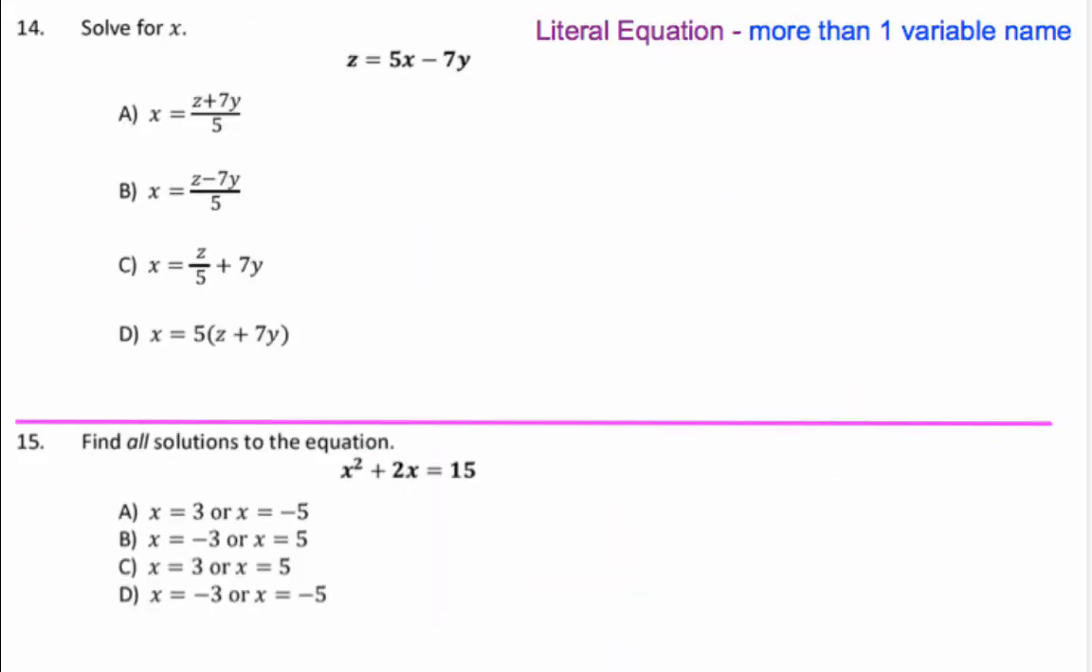Problem number 14 is an example of a literal equation, an equation with more than one variable name. They ask you to solve for x. All the other variable names will just pretend or view them as constants, as numbers. You'll see what I mean. So, as usual, when you want to solve for a variable, you isolate it. So, we'll begin by adding 7y to both sides.